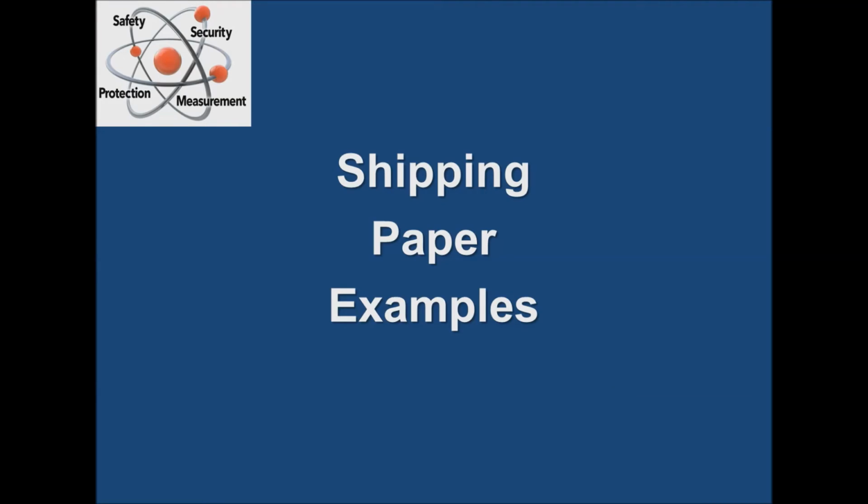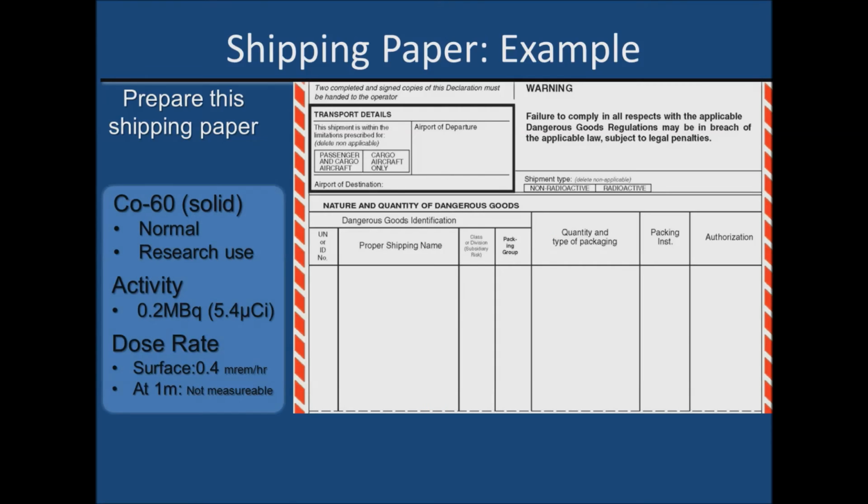So some shipping paper examples. Through the main course, we have many examples where we go over these in detail in the online course. Here are just a couple. So if we had to prepare a shipping paper for cobalt 60, solid source, normal form, for research use, and the activity was 0.2 megabecquerels, which is 5.4 microcuries, the dose rate was 0.4 millirem per hour at 1 meter. It was not measurable.